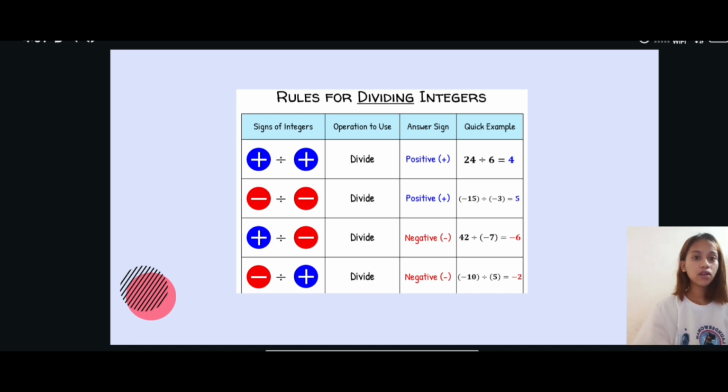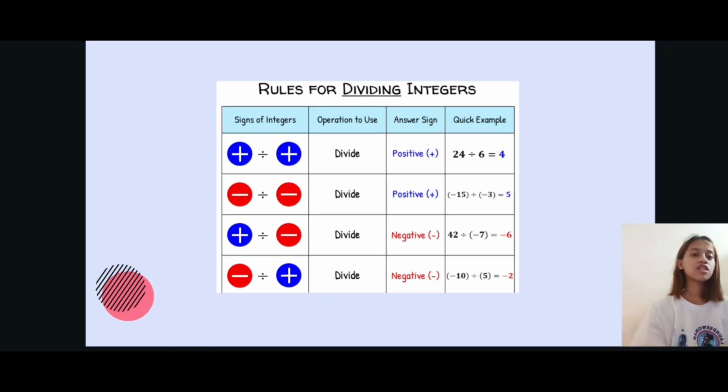Another one, when the sign of integers are different, negative divided by positive, in division, the answer would be negative. So for example, negative 10 divided by 5 equals negative 2. Since both integers have different signs, the answer would be negative.